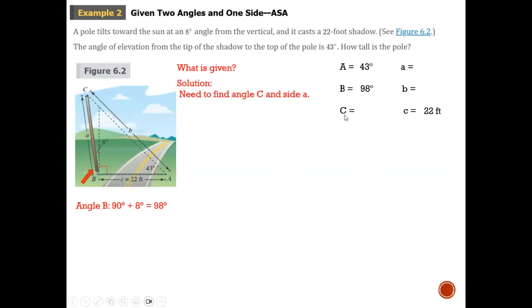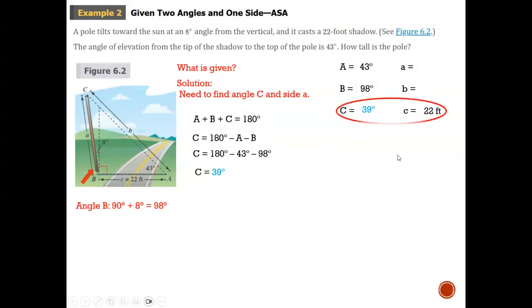So let's start by finding the C, because remember I said once you have the two angle measures, you can easily find the third measure, because these should all add up to 180. So now that C value comes from 180 minus the other two angle values, minus 43 and 98. So that gives me 39. So now I have the C value.